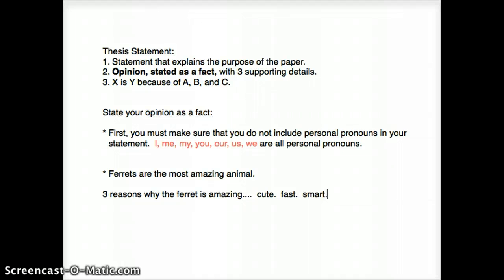Now, if you have enough research and you have enough support that shows that they are cute and they are fast and they are smart, these can become your three supporting details. Okay? So now, let's combine these. We have our opinion stated as a fact, ferrets are the most amazing animal, and we also have our three reasons, cute, fast, and smart. Let's combine them, and let's use the word because. Ferrets are the most amazing animal because they are cute, fast, and smart. Now I have a thesis statement that's going to explain the purpose of my paper.